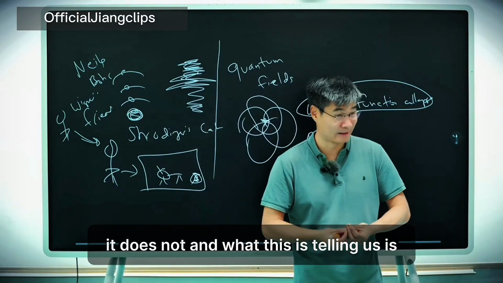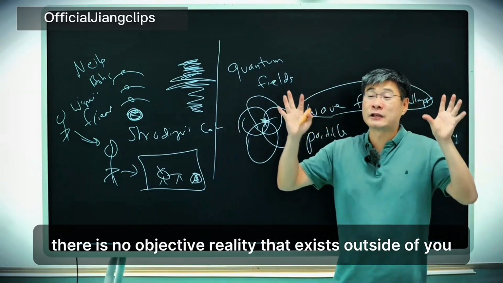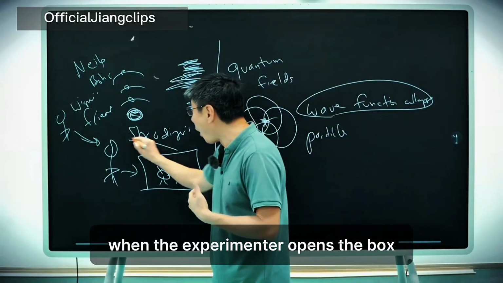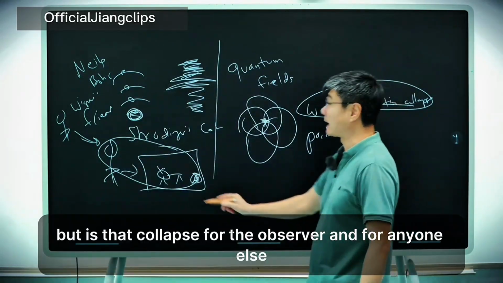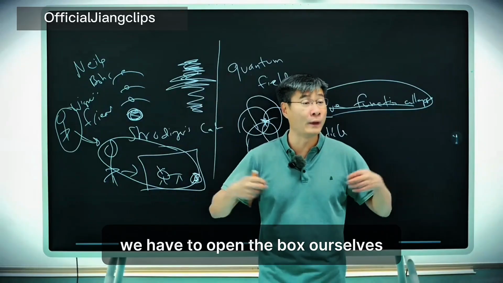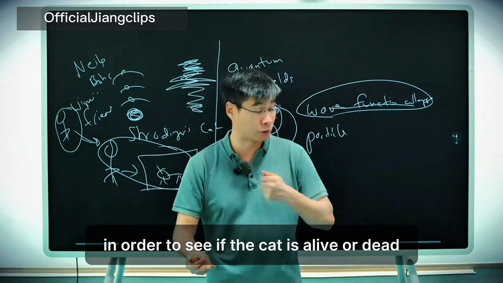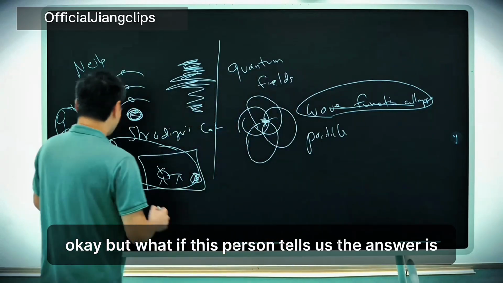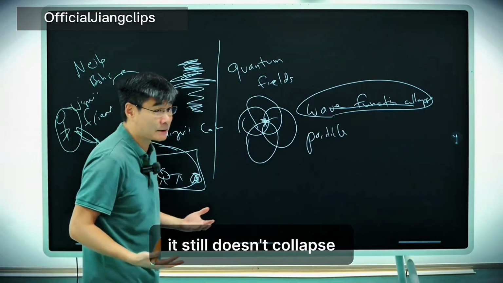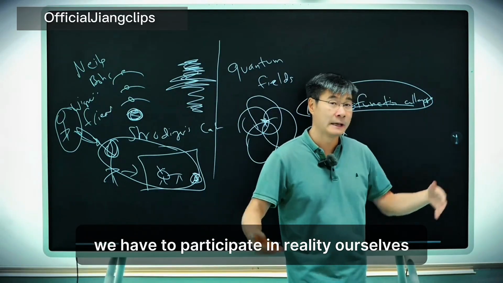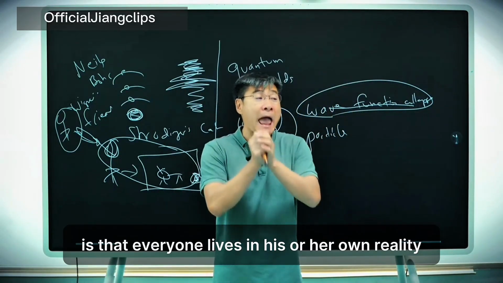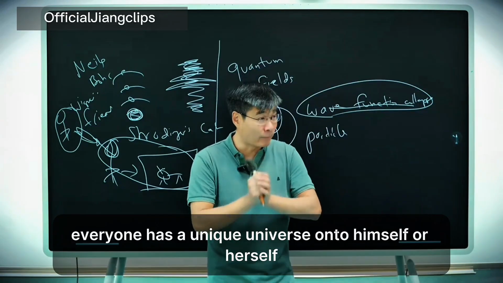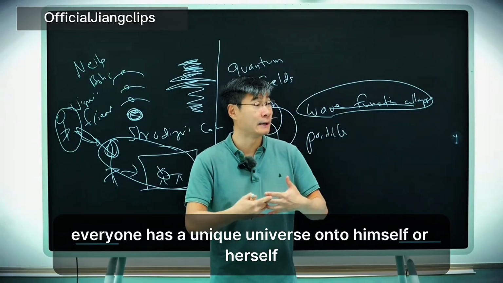Okay? It does not. And what this is telling us is there is no objective reality that exists outside of you. When the experimenter opens the box, the wave function collapses for him, but does not collapse for the observer or for anyone else. We have to open the box ourselves in order to see if the cat is alive or dead. Okay? But what if this person tells us? The answer is, it still doesn't collapse. We have to participate in the reality ourselves. And what this is saying, okay, this is hard to understand, is that everyone lives in his or her own reality. Everyone has a unique universe unto himself or herself.